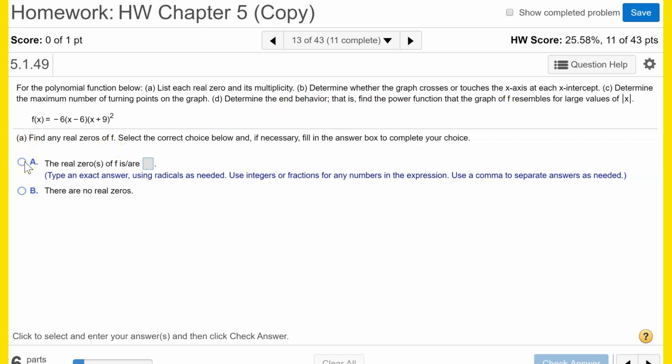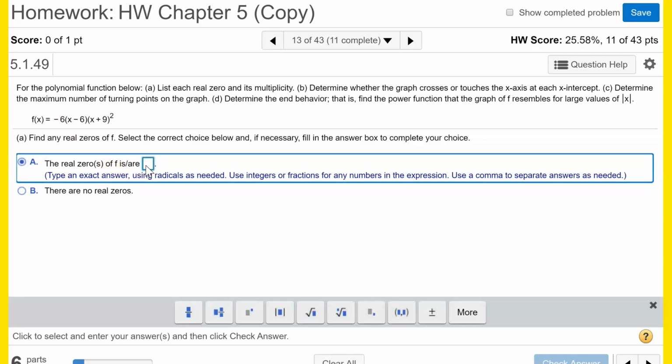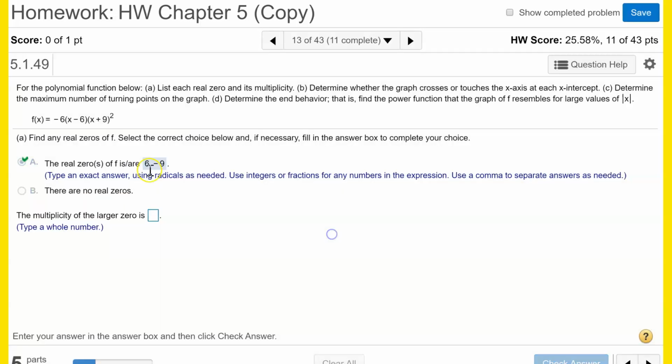Okay. So the real zeros of f are just going to be based on the factorization here. The -6 in front of the whole thing does not affect the zeros at all, but the x minus 6 means that one of the zeros is 6. And then the other zero comes from the x plus 9, and it's going to be -9. So those are my zeros, and I just got them from thinking about these factors. If I set them equal to 0 and solve, I would get +6 and -9.